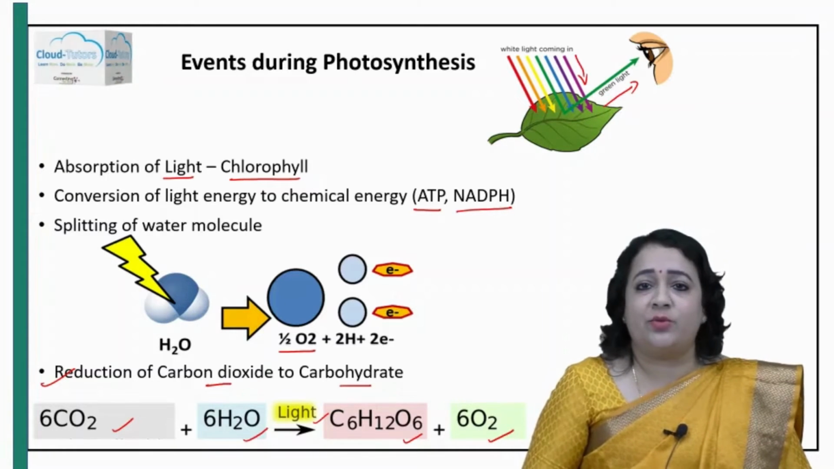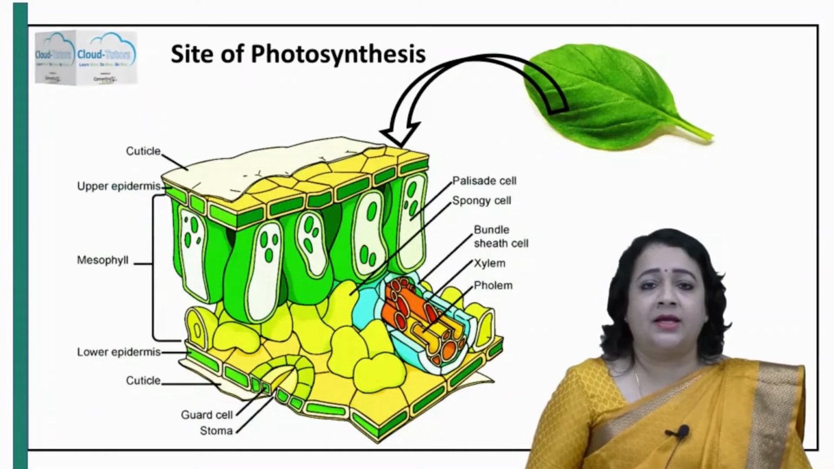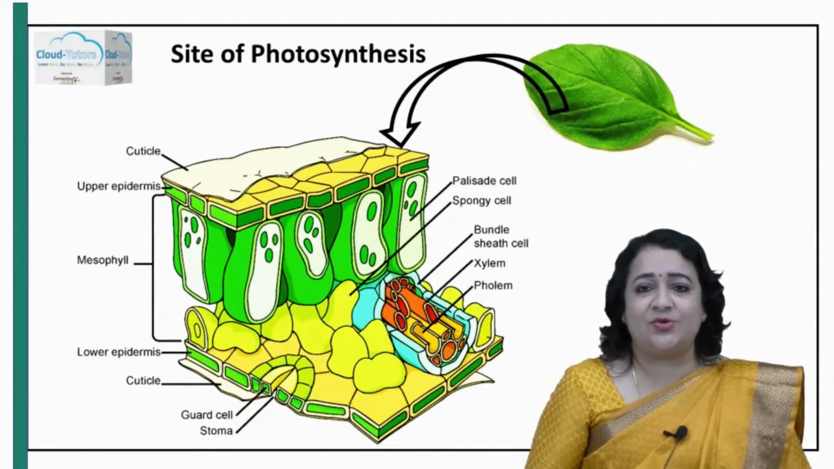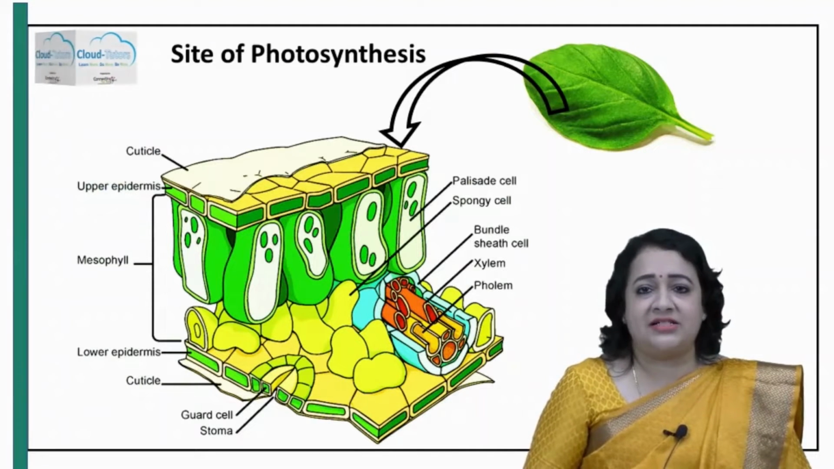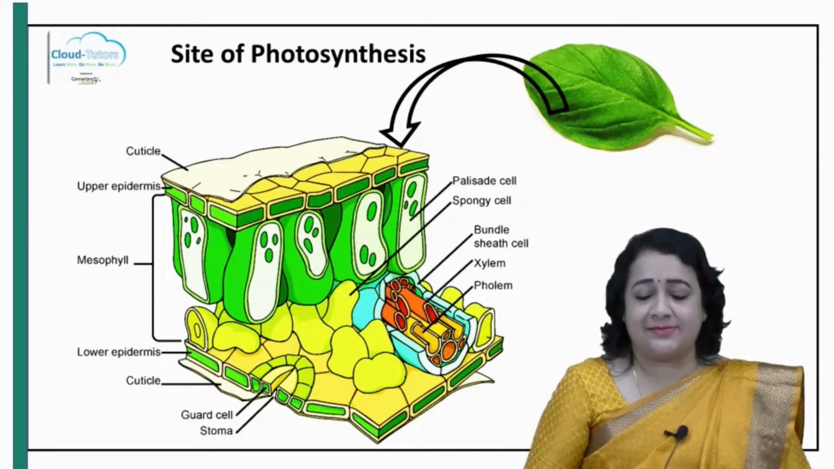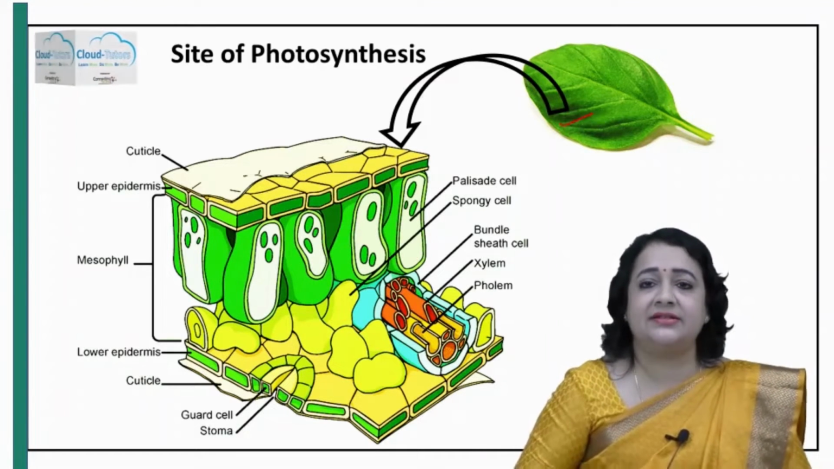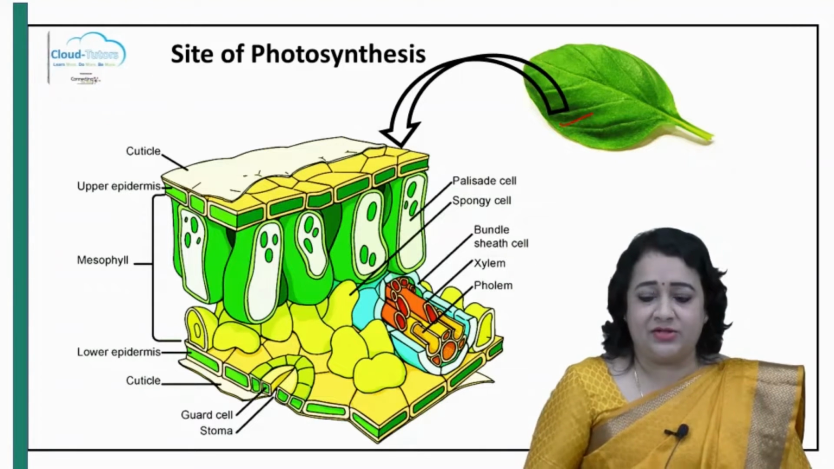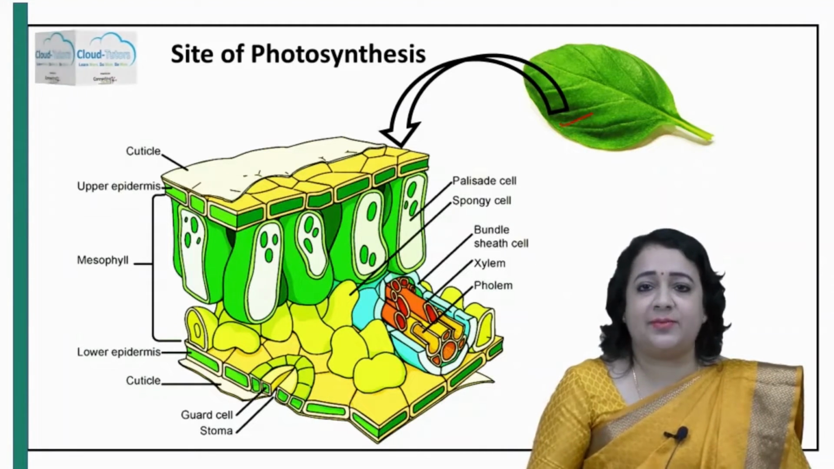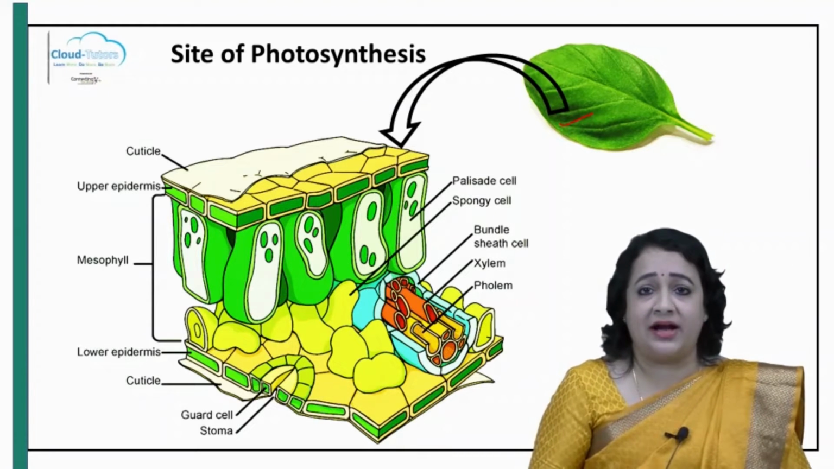This also is a very important question which can appear in your board exam. Site of photosynthesis. So where does this photosynthesis happen? We know that green plants photosynthesize, right? Photosynthesis takes place in green plants. So the leaves are basically green in color. So the green leaf is the place where photosynthesis happens. It is called the kitchen of the plant, right?